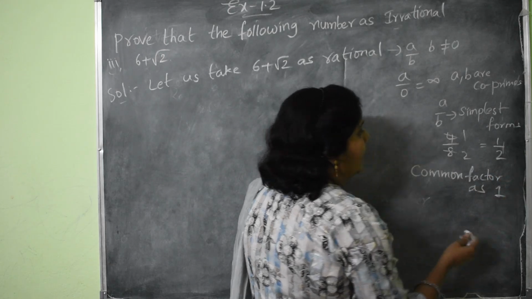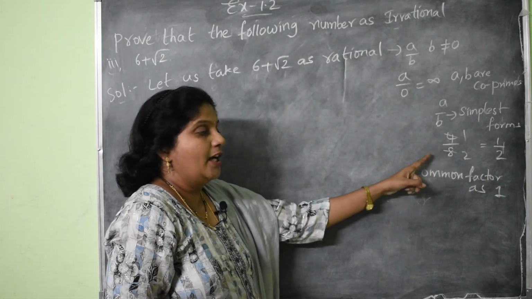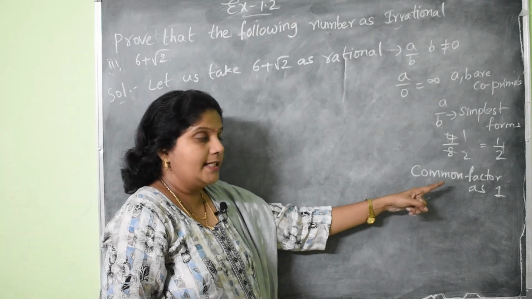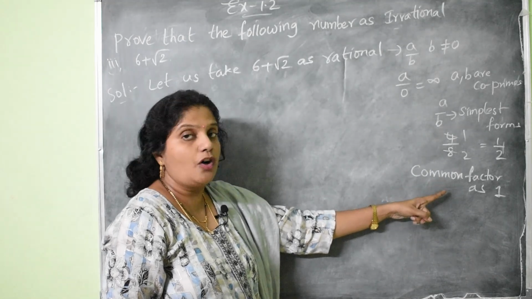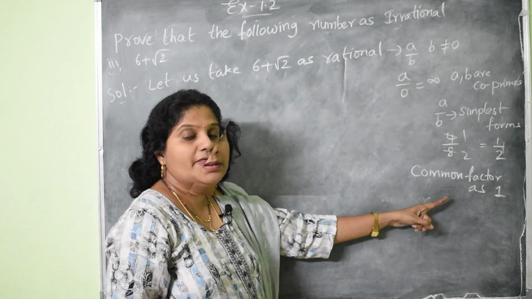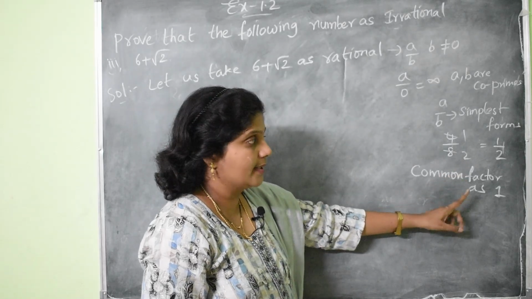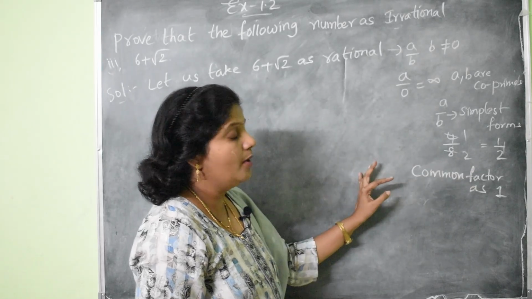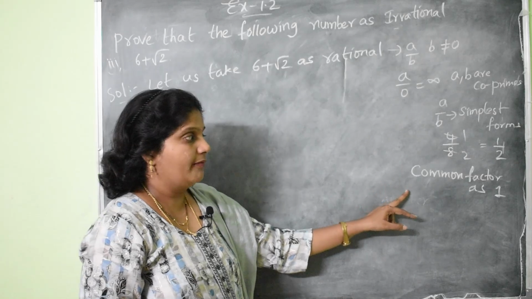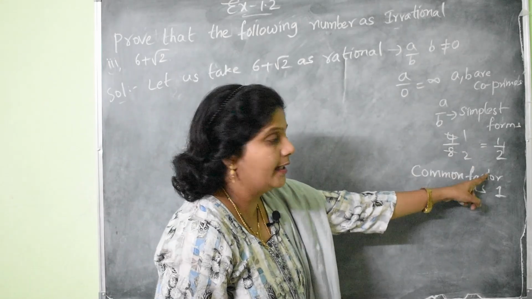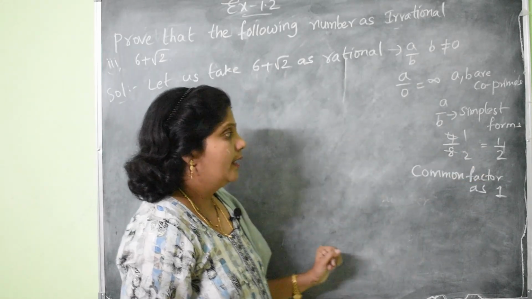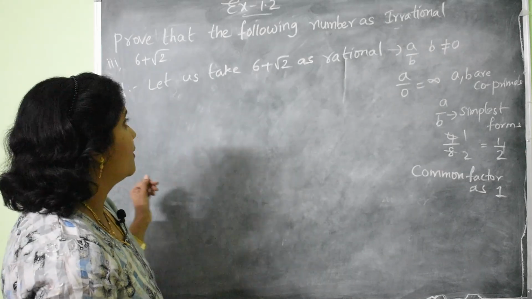So, we should take the numbers when they are in a simple form. For those simple form numbers only we should take the common factors. So after simplifying only we should take the common factors. The common factor for 1 and 2 is 1 only. Okay. Now, let's go into the problem.